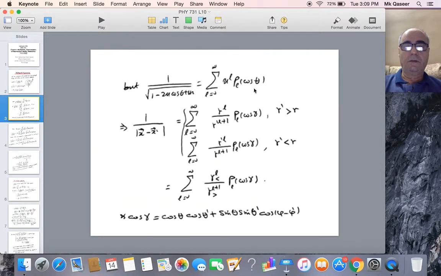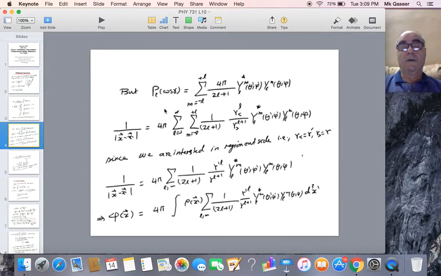Now using the generating function of the Legendre polynomial, we can write 1 over |x minus x prime| in terms of the Legendre polynomials: the first expression for r prime greater than r, the second expression for r prime lesser than r. In a compact form, we can write it as a single term. Now the angle between r and r prime is given by this expression.